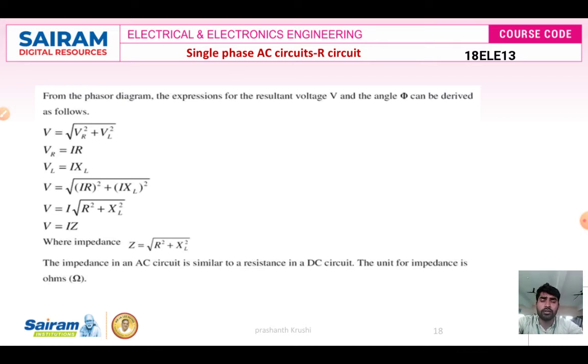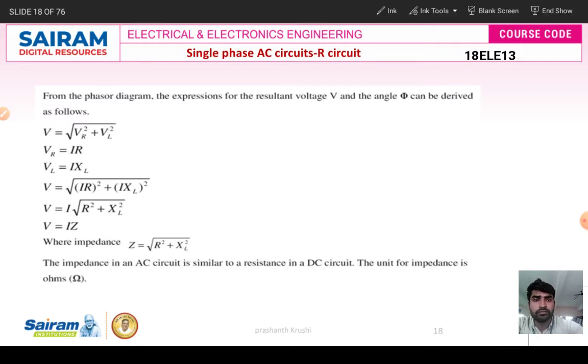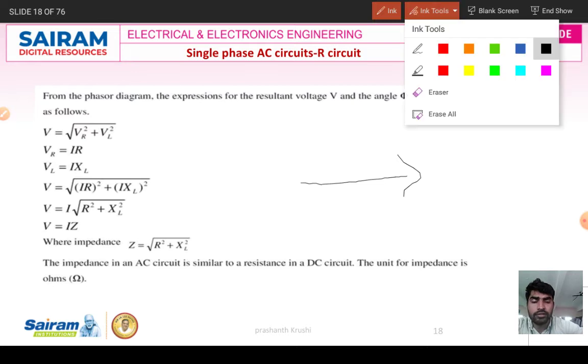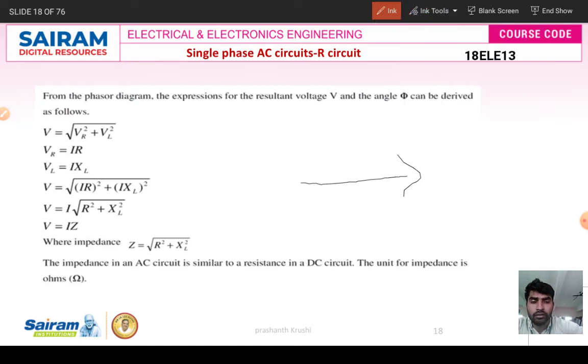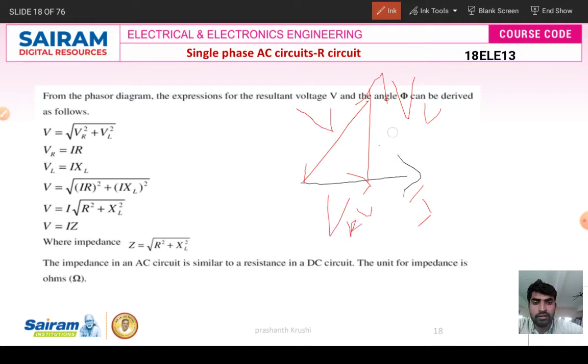According to this, I'll draw the vector diagram. This is for resistance, where V and I are in phase with each other. For inductance, current lags the voltage. This is VL, at an angle of 90 degrees. So this is the total voltage. This one is VR and this one is VL.